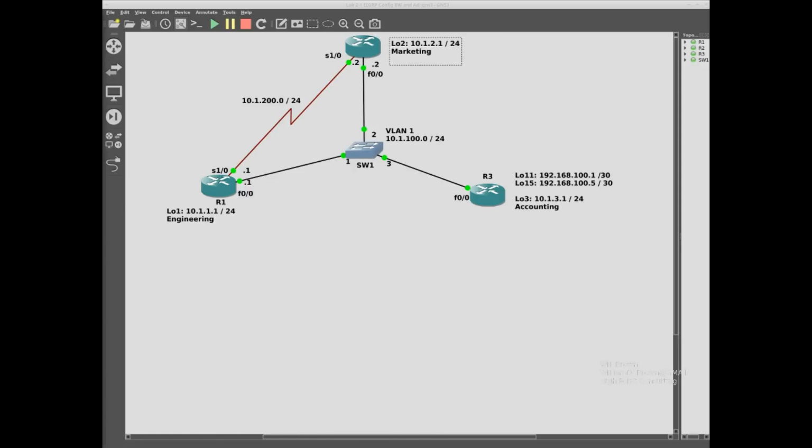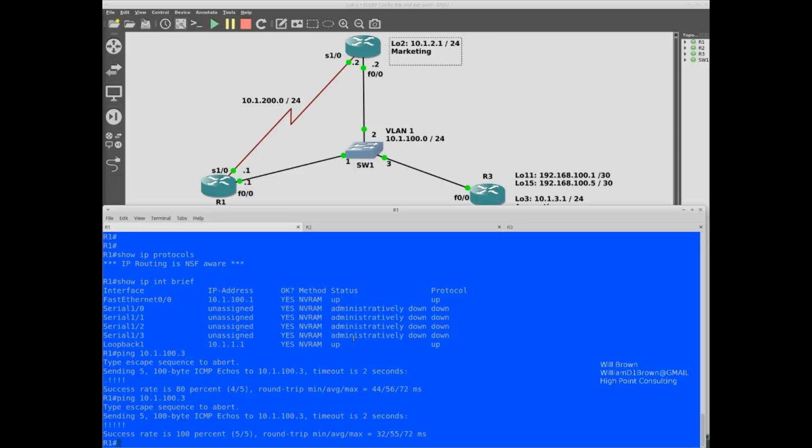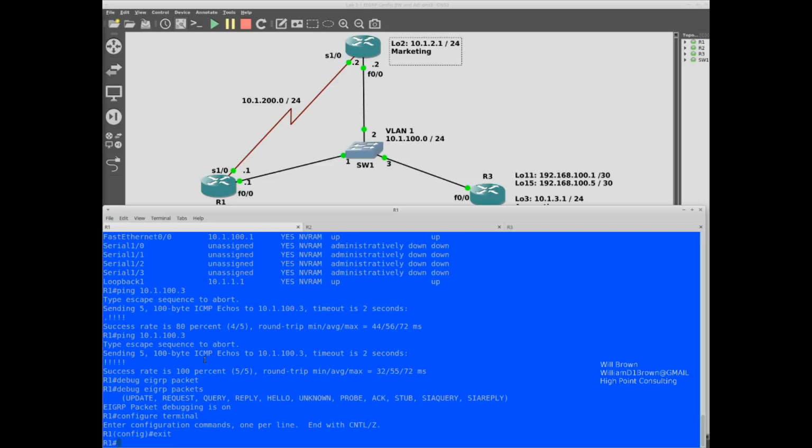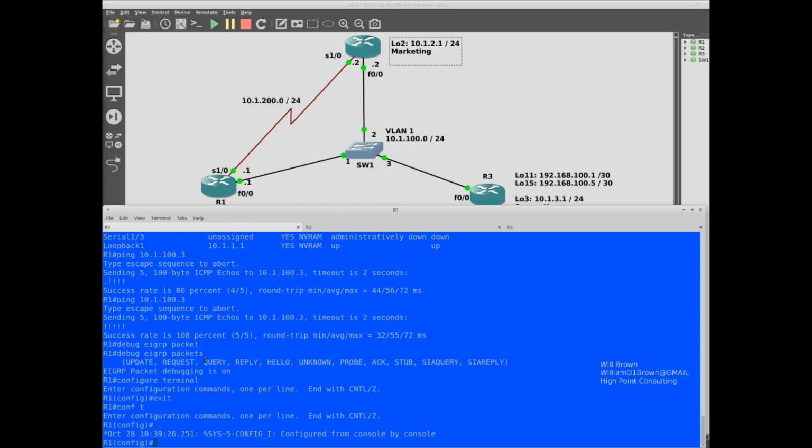Let me go ahead and jump in here. So we've got the connectivity. Again, this is going to go pretty quick. Right here on router 1, let's go ahead and do debug EIGRP packets. We should probably see nothing. And go into global configuration mode, where I type in conf t for configure terminal. Exit just to show, so conf t accomplishes the same thing. Router EIGRP AS 1.